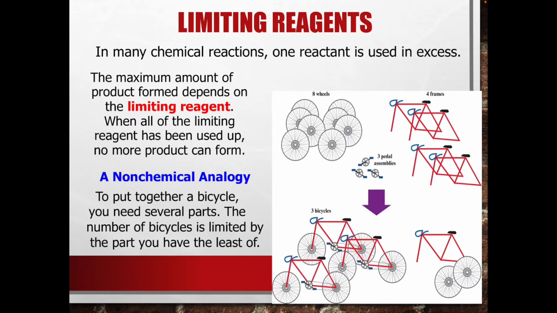This is usually what happens. Usually one of them is in a smaller amount than the other, and the one that's in the smaller amount is going to make a smaller amount of product. So we call this the limiting reagent. It's going to limit the amount of product that can be formed. Once we use up all of our limiting reagent, then it stops making products, right?